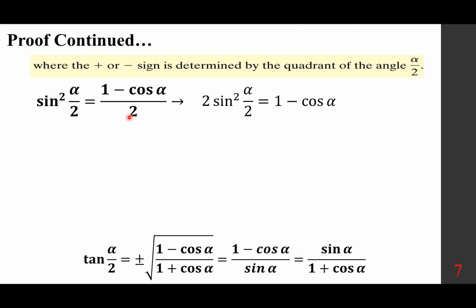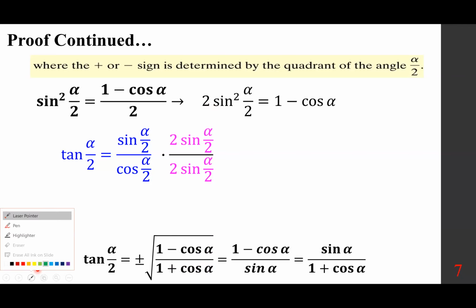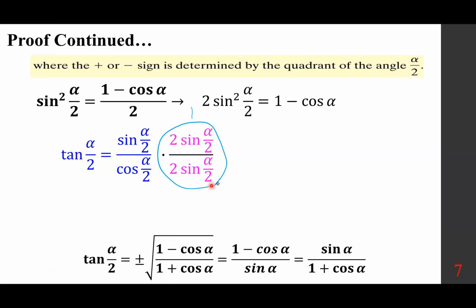So multiply this one by 2, this 2 goes away. Tan of alpha over 2 is sine over cosine of alpha over 2. If we multiply both sides, I want it to look like that. Sine of alpha over 2 also 2, the top and the bottom. Please pay attention to the fact, class, that this equals 1. So that's fine, okay? We can multiply a fraction by 1.